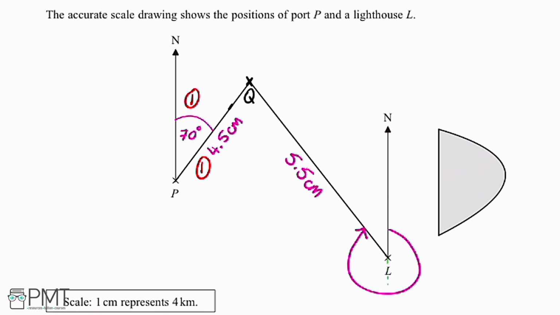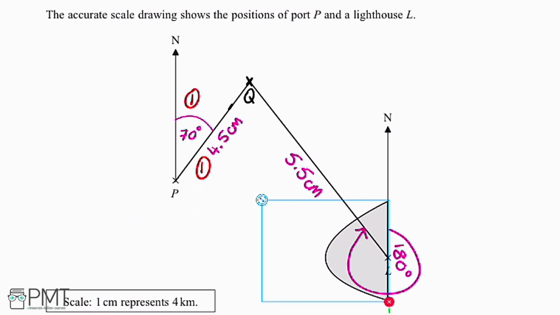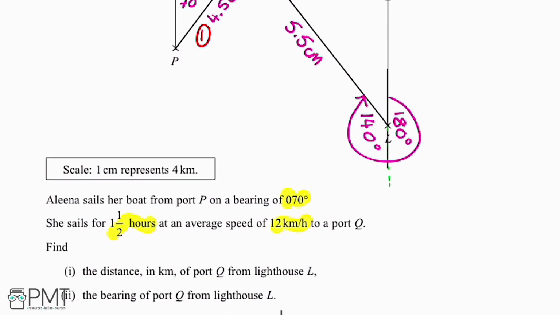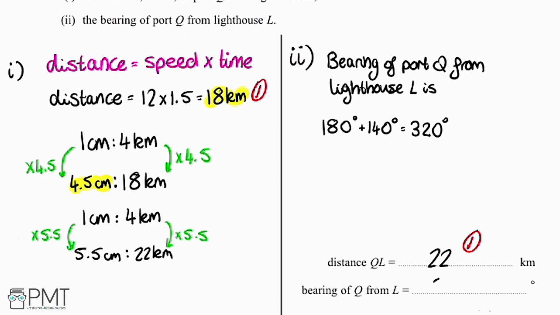If I extend this line down here, we should notice that this is an angle on a straight line, so this is going to be 180 degrees. Therefore, we just need to measure this angle and add on 180. I'm going to rotate that round and put that on this line here. Measuring from 0 round, you should get something similar to 140 degrees. So our bearing of port Q from lighthouse L is 180 degrees plus the 140 degrees we measured with our protractor, giving us 320 degrees. And that's our final bearing here.